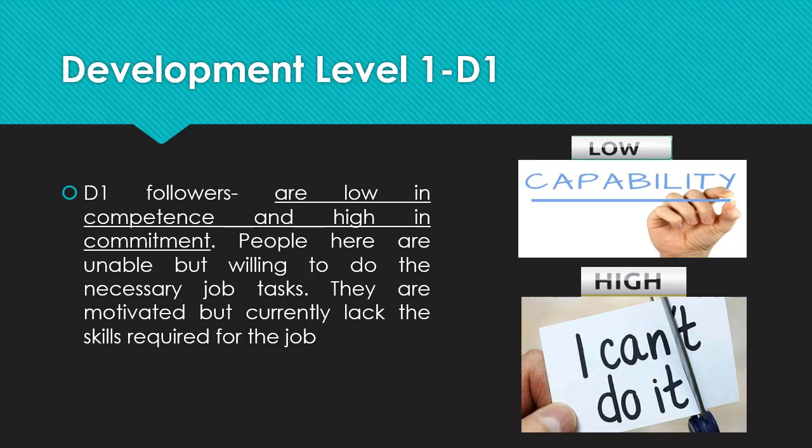So now we will move on to the four categories of development levels. The first one is the D1 followers. They are people who are low in competence but high in commitment. People here lack skills but are willing to do the necessary job tasks. They are motivated but are currently lacking the skills required for the job.